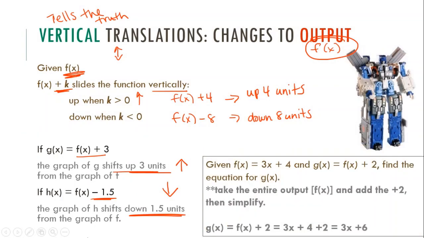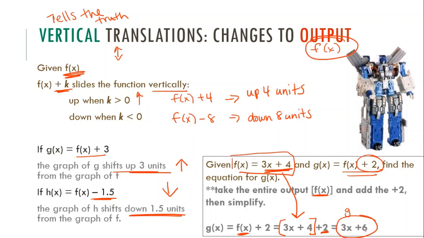All right, so looking at this with some more detail, if I gave you the original parent function of 3x plus 4, and then I told you that my translated function is f of x plus 2, we literally just tack on the plus 2 to the end of my function. So we take the entire output, the entire f of x, that is the 3x plus 4, I'm just dropping that in right here, and I'm just tacking on the plus 2 at the end. When I simplify, 4 plus 2 is 6. This is my new function after it's been translated. And that is that, okay?